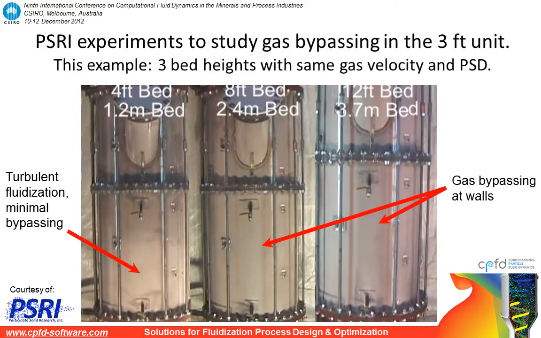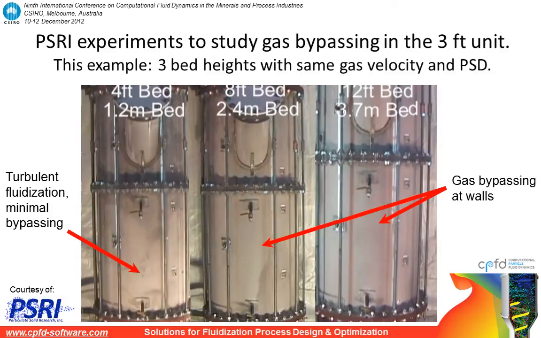So here we're looking at a study of the bed height. Here's a 4-foot bed on the left, 8-foot bed in the center, 12-foot bed on the far right. The very shallow bed exhibits what we would ordinarily call a good fluidization behavior. Turbulent fluidization, very limited gas bypassing, no quasi-steady or steady flow structures or streamers building up along the walls or any of the internal structures.